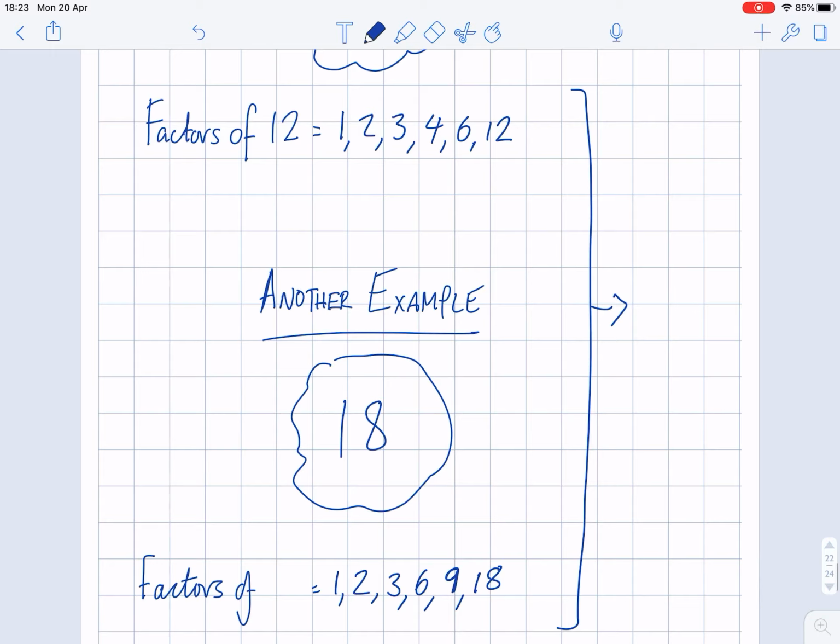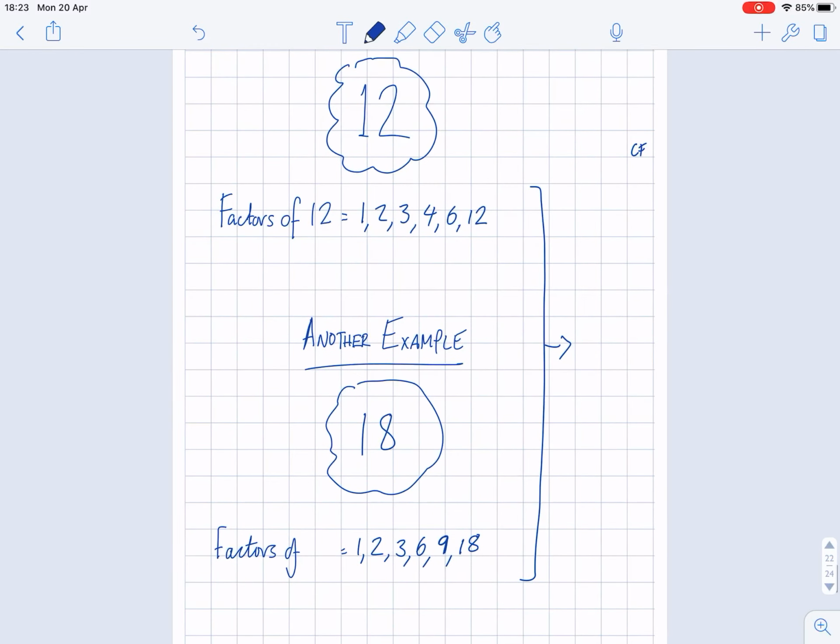So now I've got my factors of 12 and my factors of 18. You might have heard people talk about factor pairs or pairs of factors. What that means is I need to find the two numbers in this list that multiply to give me the number 12. So the first pair is 1 and 12, because 1 times 12 is 12. The next one is 2 and 6. 2 multiplied by 6 is 12.